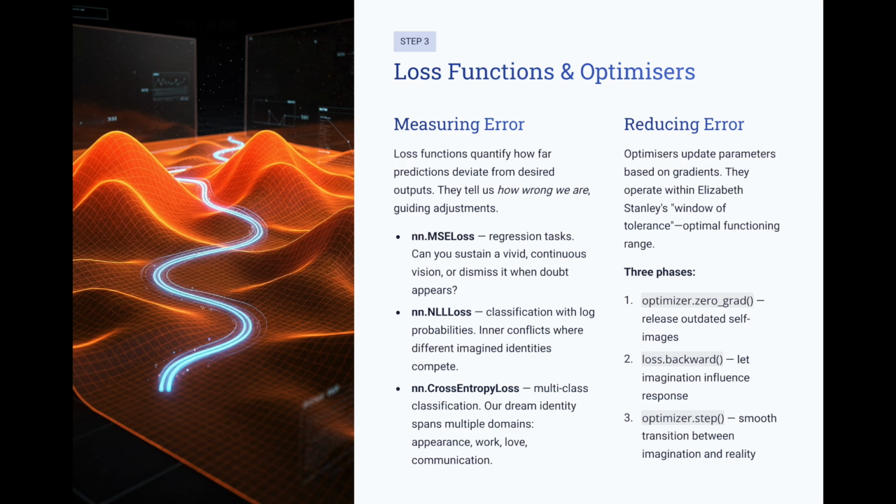We don't only visualize how we look, but also how we work, love, communicate, and live. Once error is quantified, we reduce it using an optimizer. The optimizer updates the model's parameters based on the gradients computed from the loss. It works as what Elizabeth Stanley states as the window of tolerance, or the range where you can function optimally. When the window is narrow, small triggers feel overwhelming.